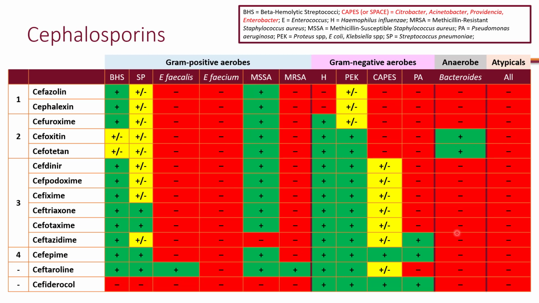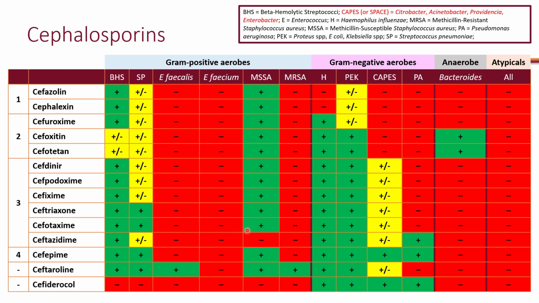Let's take a look at spectrum of activity of cephalosporins. Cephalosporins are broken into generations. So the first generation includes cefazolin and cephalexin. They are stable against the penicillinases that Staphylococcus aureus makes, so they are drugs of choice for MSSA. So the higher you go through the generations, the broader the spectrum of activity. Because first generations are the narrowest cephalosporins, you want to use the narrowest when it comes to MSSA. So cefazolin would be the drug of choice for MSSA infections.